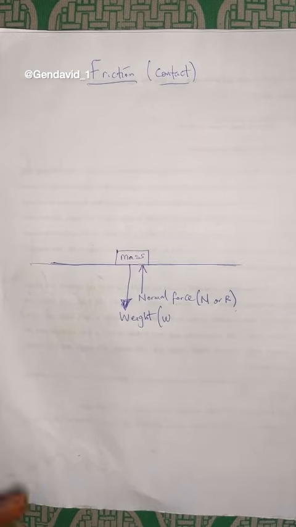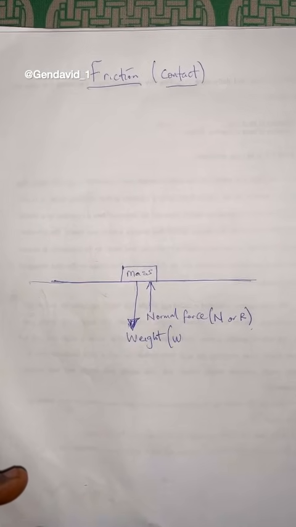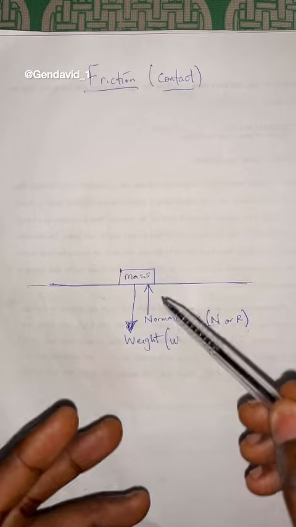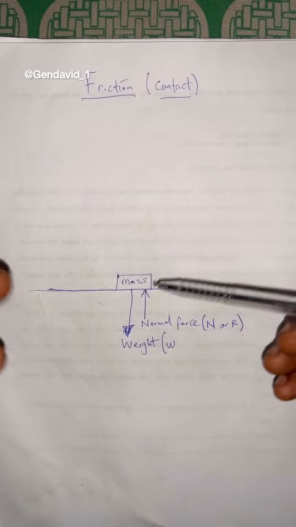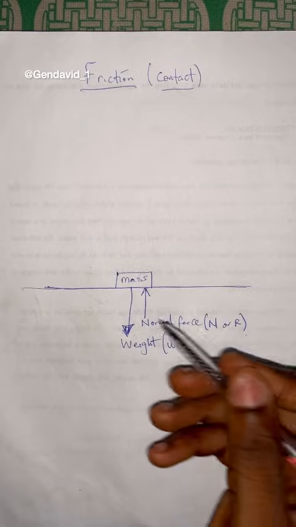Now, this normal force is always perpendicular to the surface on which the object rests. The weight is always vertically downward, because the weight of an object is working with the ground. Every object is always directed towards the ground. Even if you throw something up, it will definitely reach the ground. And that's the weight. Now this is the normal.